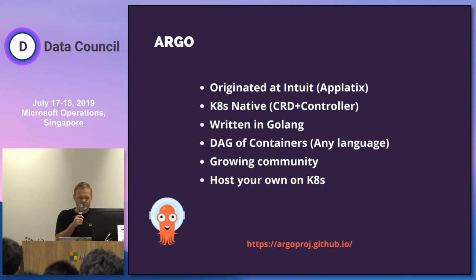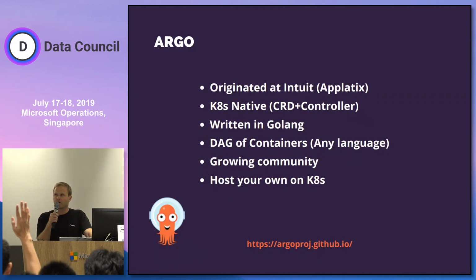Argo is a project that originated at Intuit through their acquisition of a company called Applatix. It is a Kubernetes native tool written in Golang. It is made up of a custom resource definition in Kubernetes and a custom controller that manages these custom resources. With Argo, the DAG is made up of containers, so it can be written in any language, not only Python. Can I get a show of hands from the audience on how many people are using Kubernetes in their work? Oh, wow. Cool.